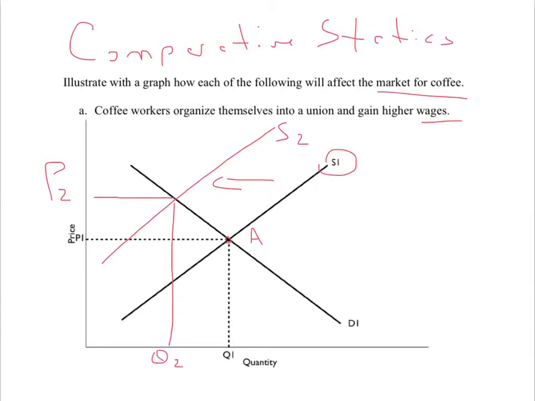And so just by looking at the graph, not using any sort of intuition, not guessing, we can actually look at the diagram and see that the price of coffee has risen and the equilibrium quantity of coffee has decreased. When supply decreases, price of coffee rises and the equilibrium quantity will fall.